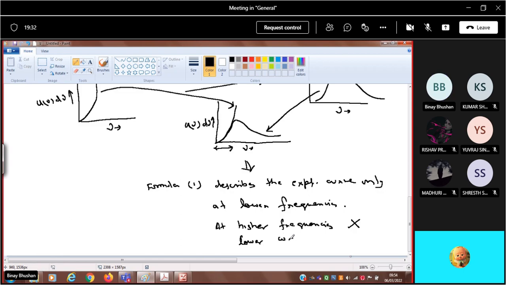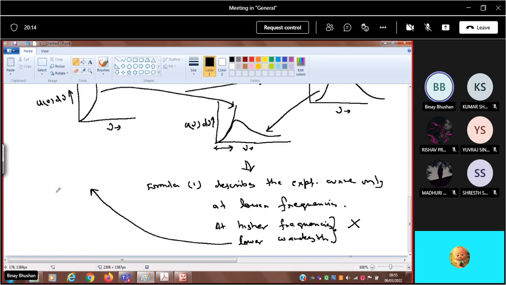Lower wavelength. At lower wavelength, this does not satisfy. Lower wavelength means which region of electromagnetic spectrum? Violet, blue. Sir, violet region. Ultraviolet, right? Ultraviolet region. So in the region of ultraviolet, this formula 1 doesn't satisfy.